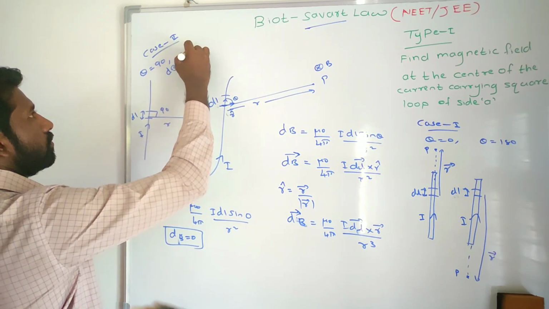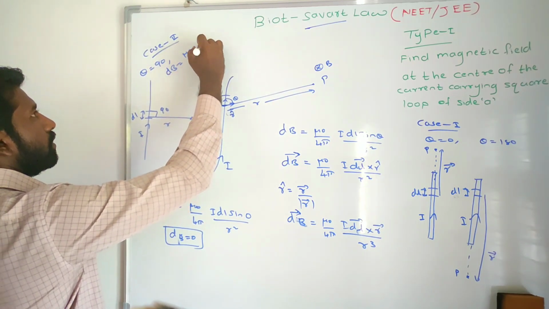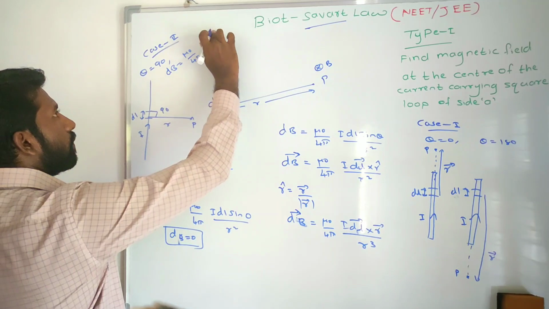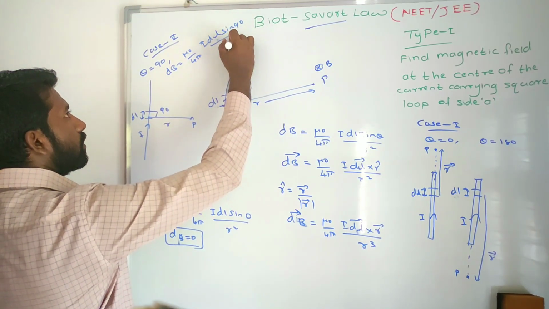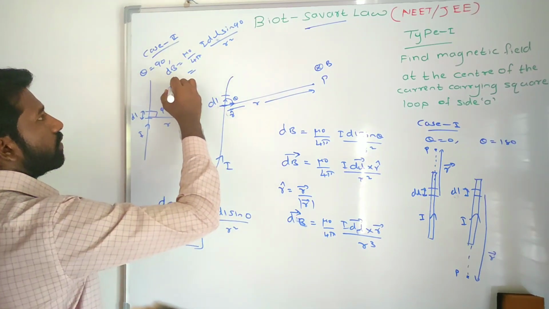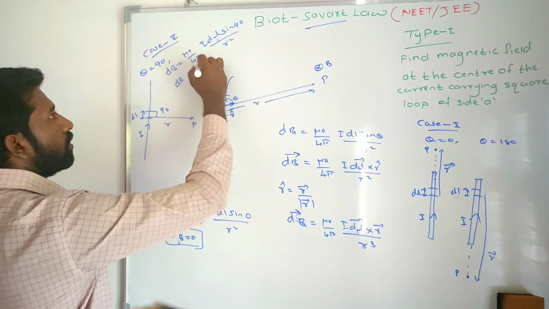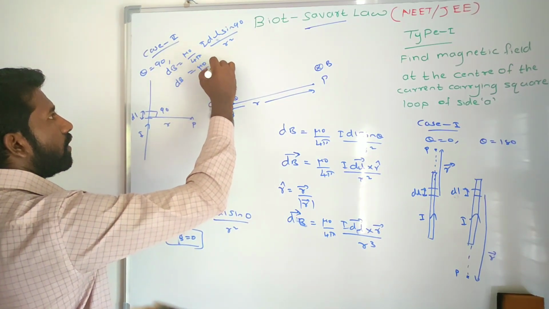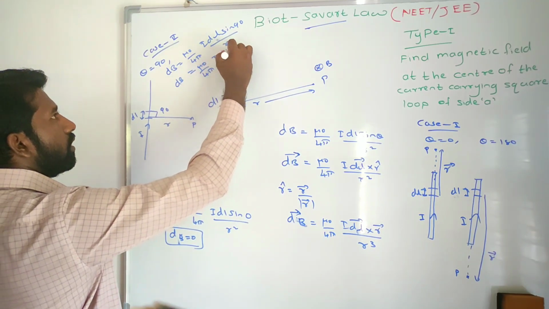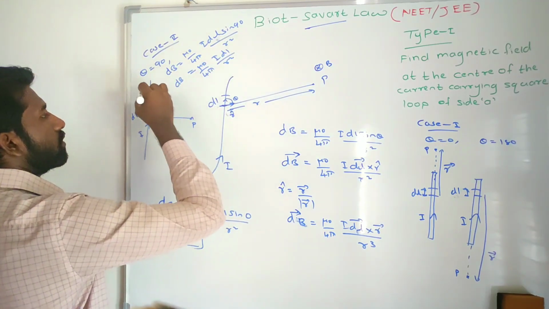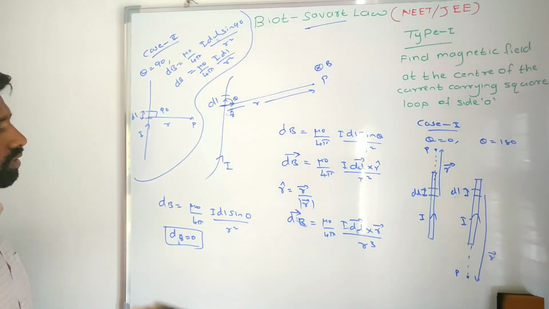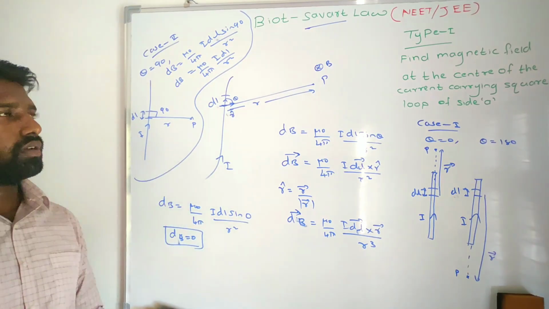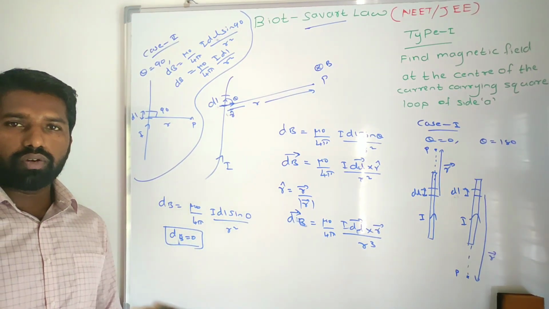So what about dB? dB is equal to mu 0 divided by 4 pi, I dl sine 90 divided by r square. Sine 90 value is 1. So dB is equal to mu 0 divided by 4 pi, I dl divided by r square. This is about the case 2. Clear? This is about the Biot Savart law.